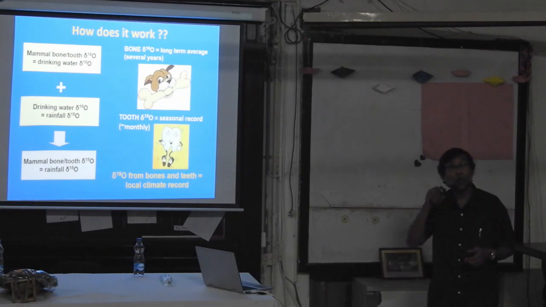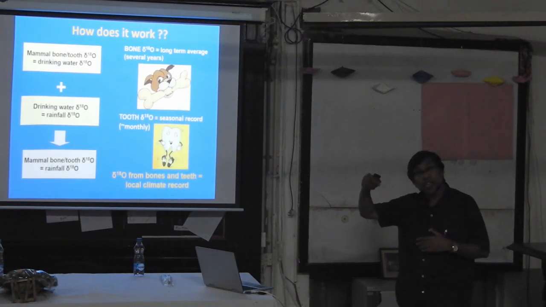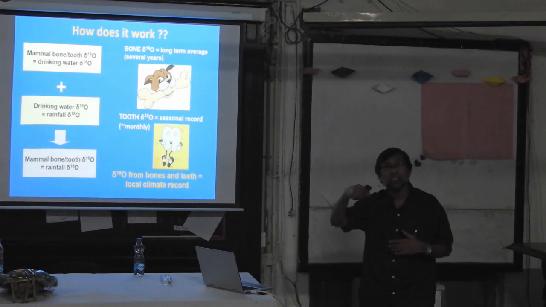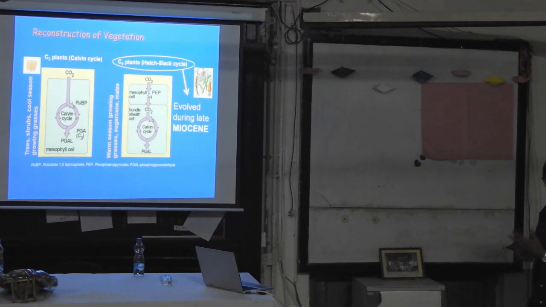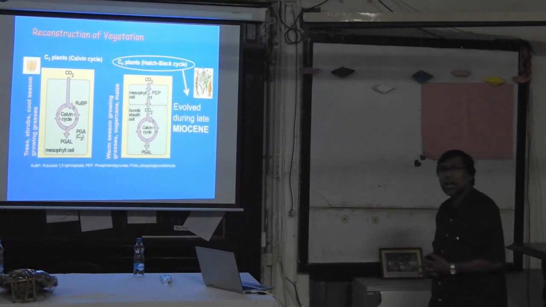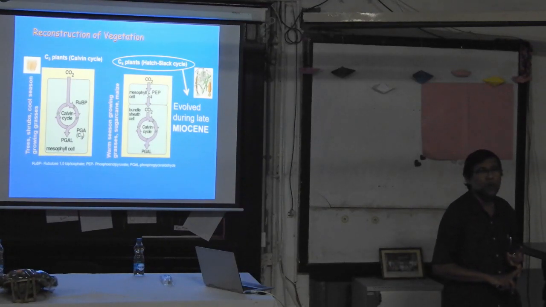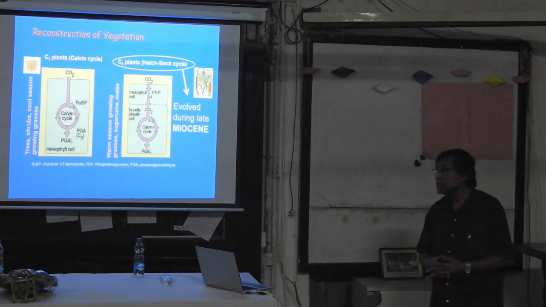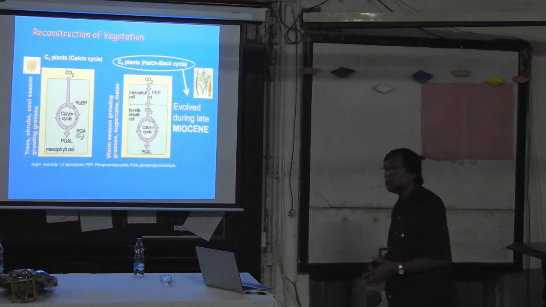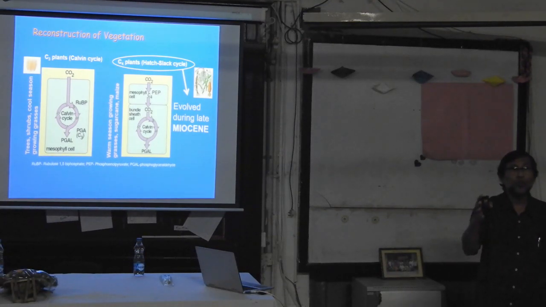That means how, when the animal was growing, its oxygen isotopic composition was changing as a function of time. So this is one way you do it. The other way, as I was telling you, is by using the isotopes of carbon. Carbon-14, which has a very small half-life, is used for dating, as I said, by accelerator mass spectrometer. The stable isotopes of carbon you can use to distinguish the types of plant which are there.